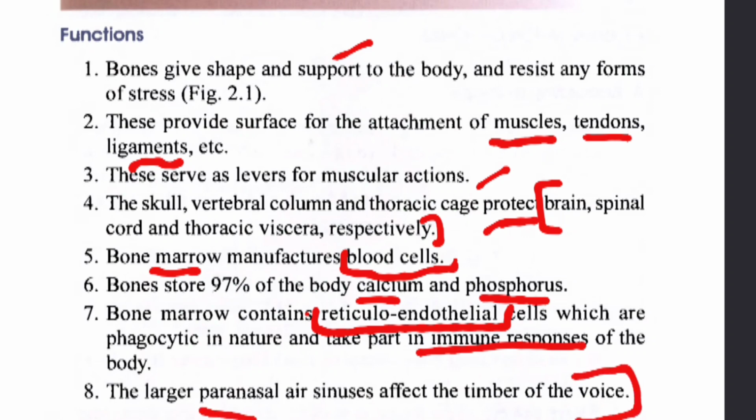What are paranasal air sinuses? They affect the timbre of the voice. Basically, they help in voice formation. So this is about the functions.